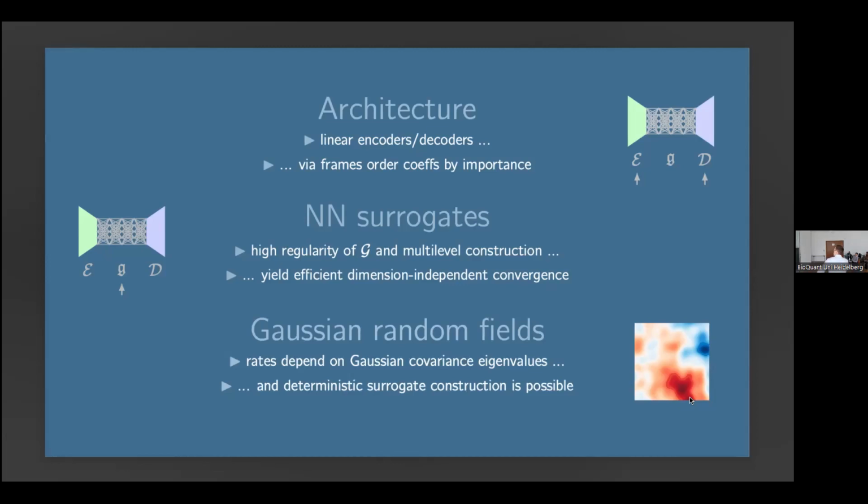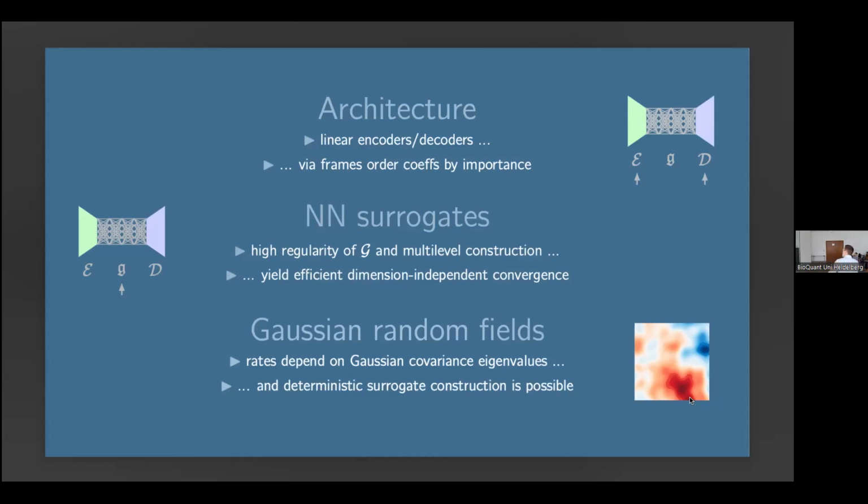And finally, I talked a little bit about these Gaussian random fields. And the message here was you can again obtain dimension-independent convergence rates. And in this case, the convergence rate depends in particular on how fast the eigenvalues go to zero, which has to do with how concentrated this Gaussian measure is in the Hilbert space. If the eigenvalues are very small, then basically it's going to be very, very concentrated. And therefore, it's not so surprising that you get faster convergence.